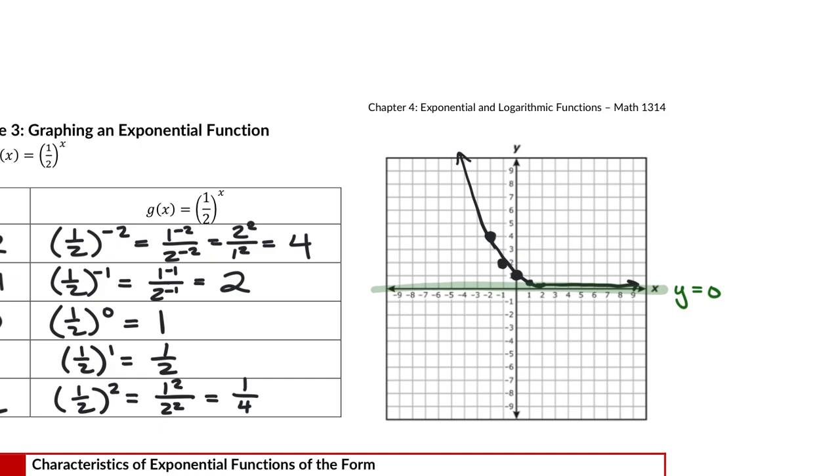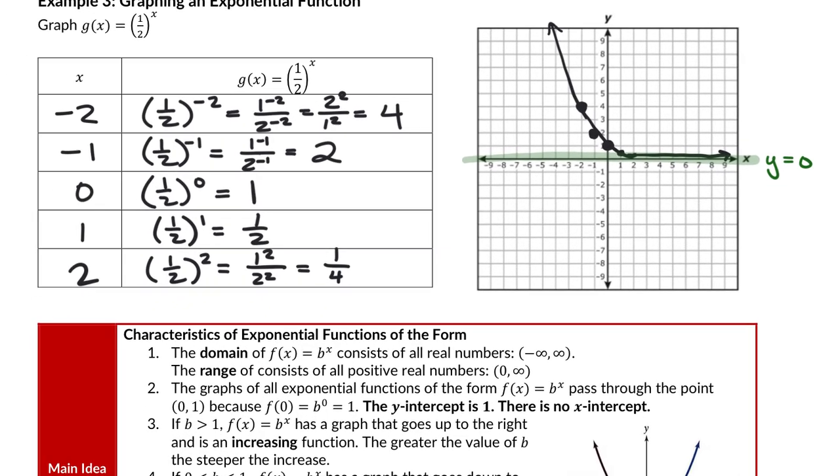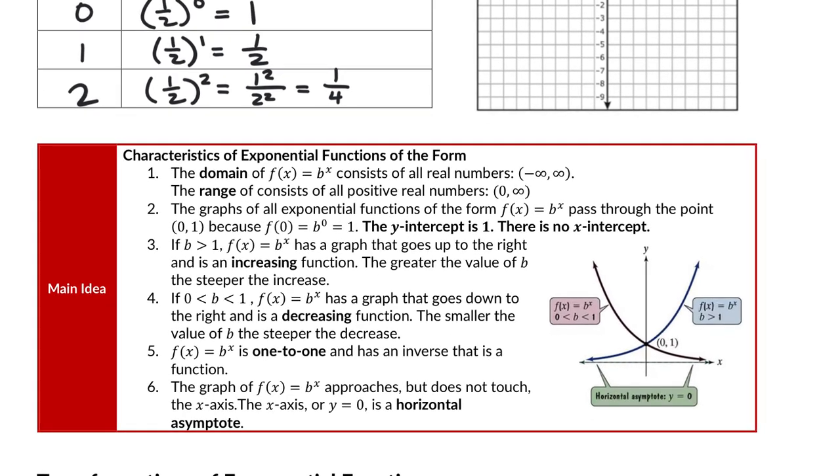So let's review some characteristics of the exponential function. We've already kind of talked about this, but this puts it all in one place. The domain of the function is all real numbers. No restrictions on the domain. However, there is a restriction on the range. It's only going to be above 0, or above the horizontal asymptote. The graphs of all exponential functions of the form f of x equal to b to the x pass through the point (0, 1), because f of 0 equals b to the 0, and anything to the 0 power is 1. Therefore, the y-intercept is 1 and there is no x-intercept for a typical exponential function. Remember, we can't touch the x-axis.